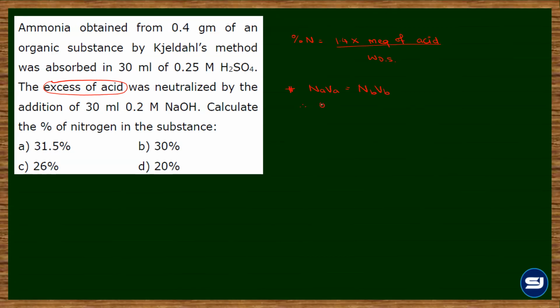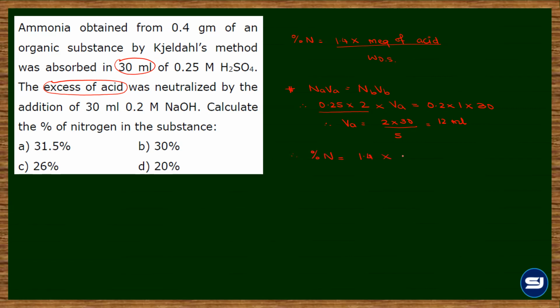Now the acid normality would be molarity into N factor, 0.25 into 2. The volume of the acid we are supposed to find. For the base, 0.2 molarity, N factor 1 for NaOH, and 30. So this will be 0.5, and we have the volume of the acid as 2 into 30 divided by 5. That's 12 ml. It means that out of 30 ml, 12 ml is excess, and that is why the 18 ml would be consumed.